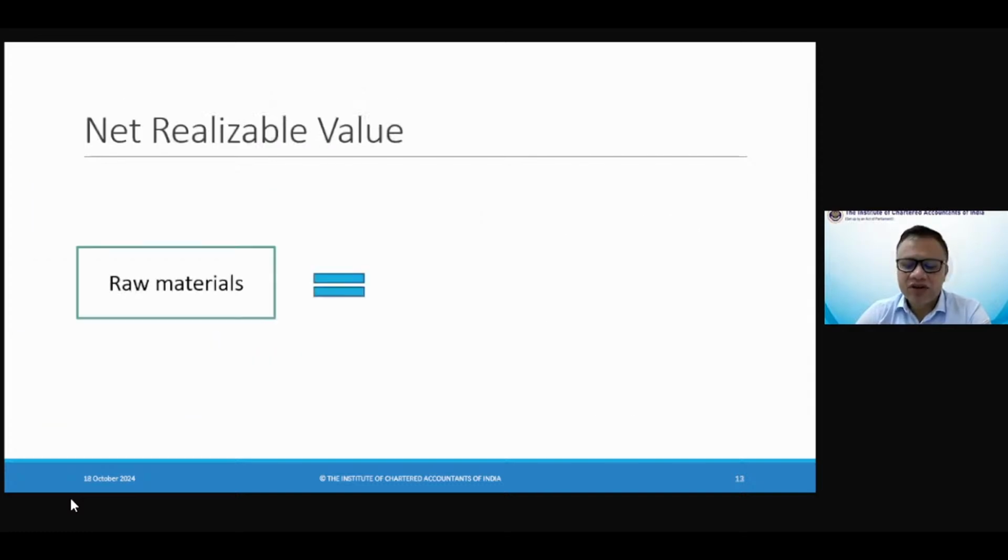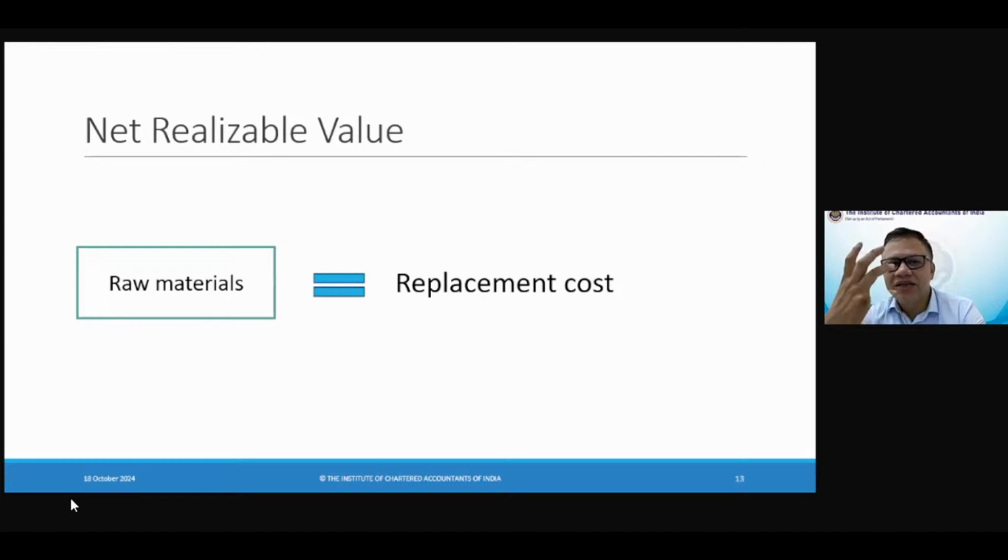So for the raw materials, normally we talk of the replacement cost, because we think that if this raw material has to be replaced, if you get another raw material, what is that cost from the market is the net realizable value.